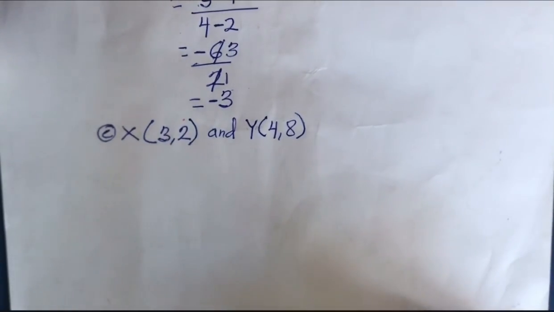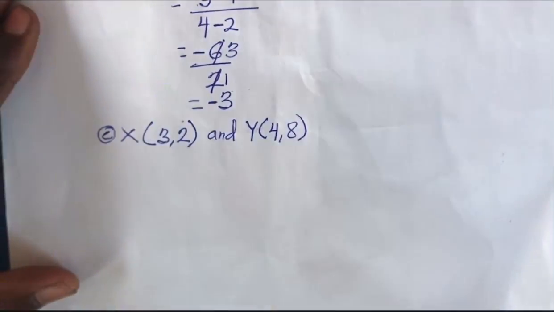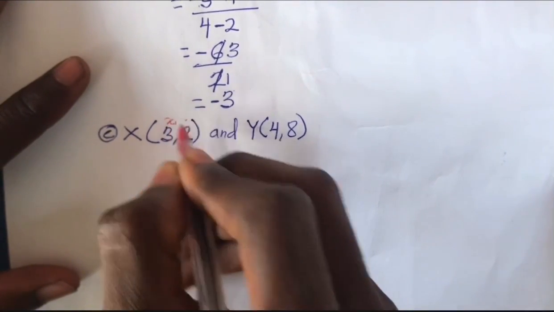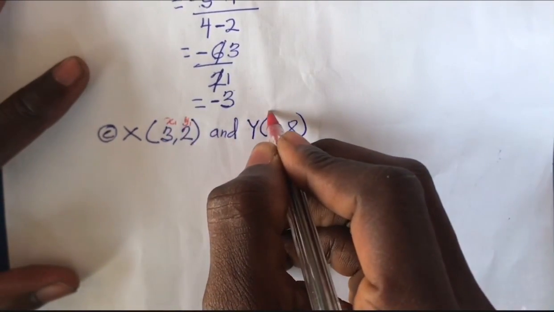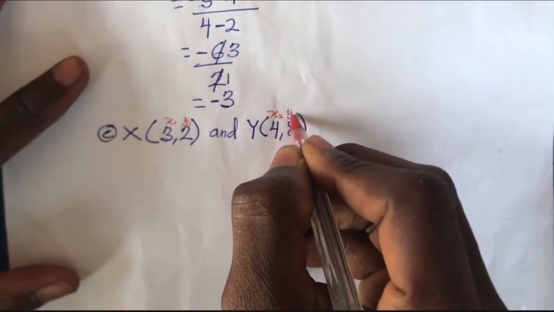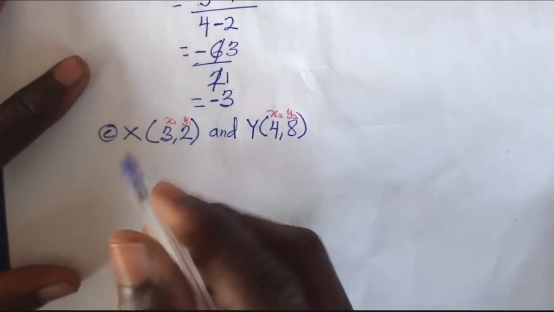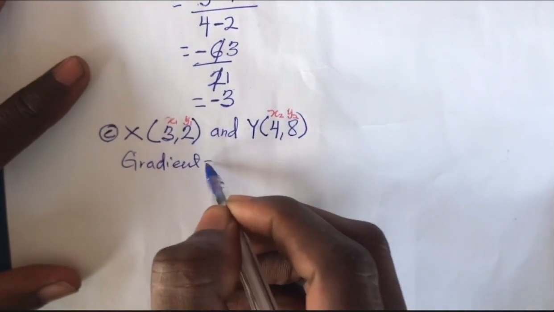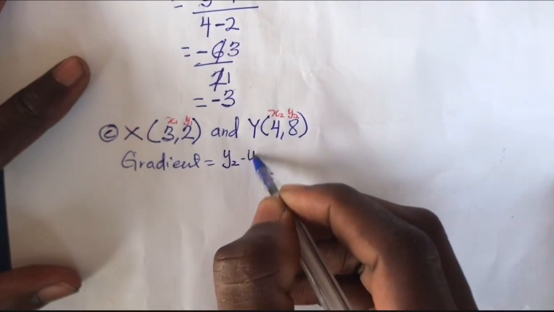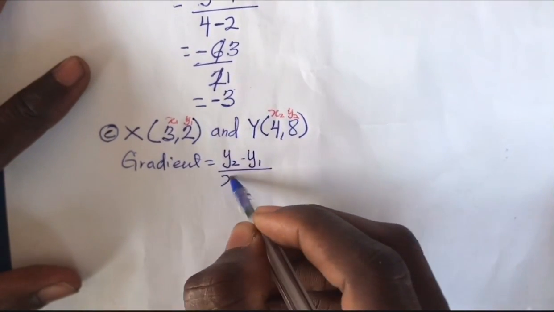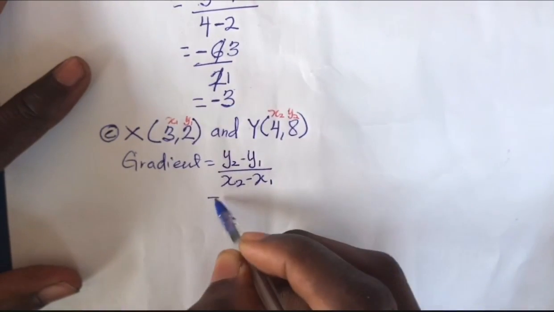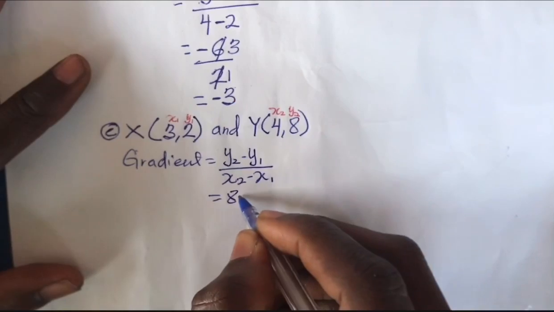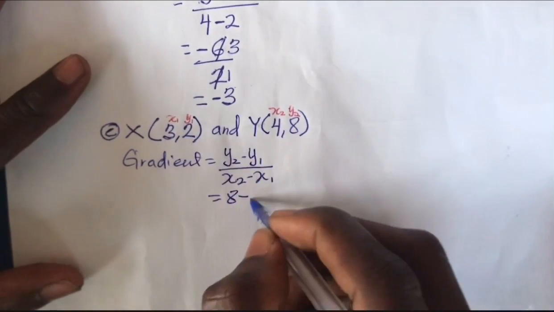Alright, so let us continue with the third question. Let us label it. This is our x1, this is our y1, this is our x2, and this is our y2. So we all know that the formula for finding gradient is equal to y2 minus y1 over x2 minus x1. So our y2 in this case is 8, minus our y1 here, which is what?